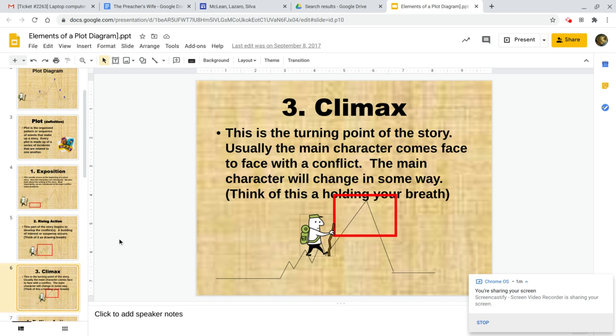Then you get to the climax. It's the turning point. Once all that tension is on the rubber band, you have the climax. And that's when the story turns. And usually this climax is the most exciting moment in the story when everything kind of gets resolved or revealed. Oftentimes the main character may change in some way, or the main character may come face to face with whatever that problem in the story was.